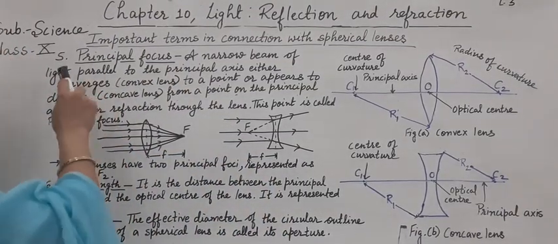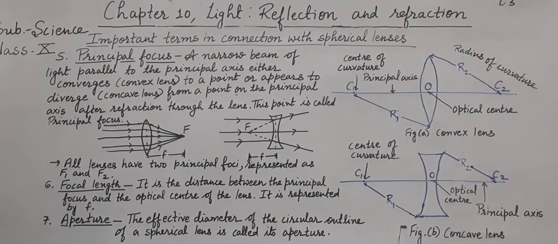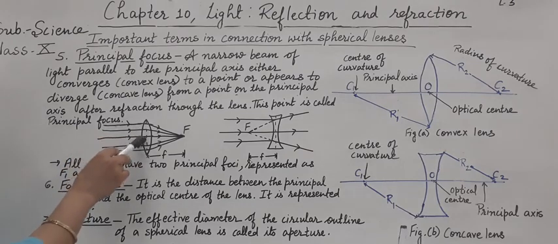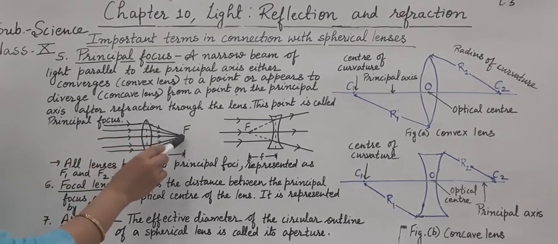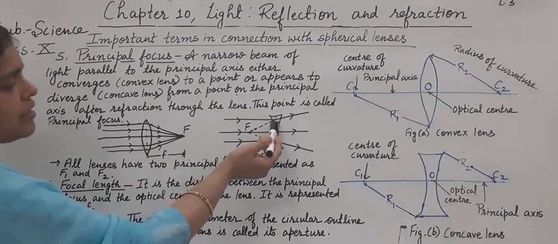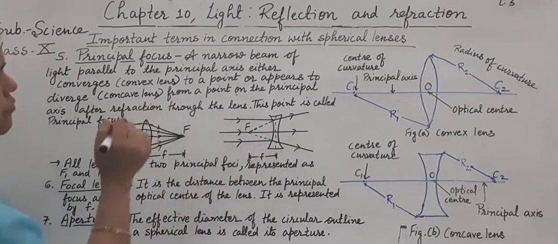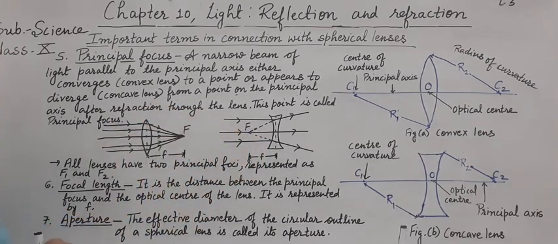Now the fifth term is principal focus. A narrow beam of light parallel to the principal axis either converges to a point or appears to diverge from a point on the principal axis after refraction through the lens. This point is called principal focus. In a convex lens, the beam converges at a point after refraction, and this point is known as principal focus. Similarly, after refraction through a concave lens, the beam appears to diverge from a point, and that point is known as principal focus.